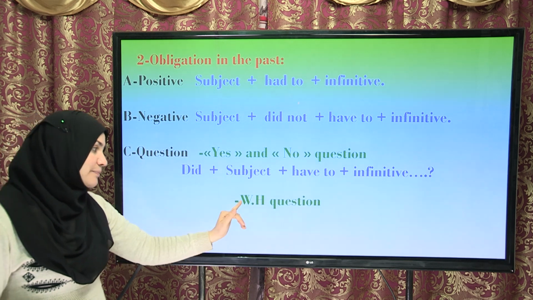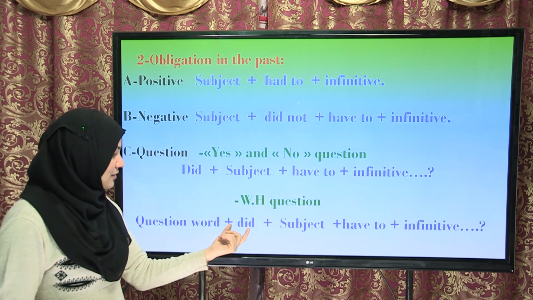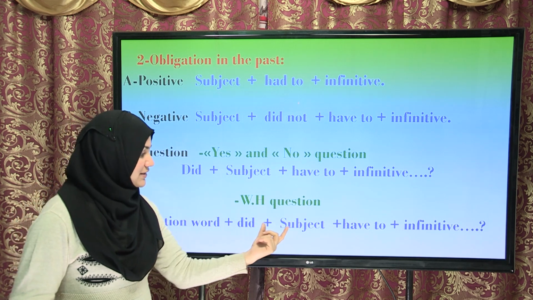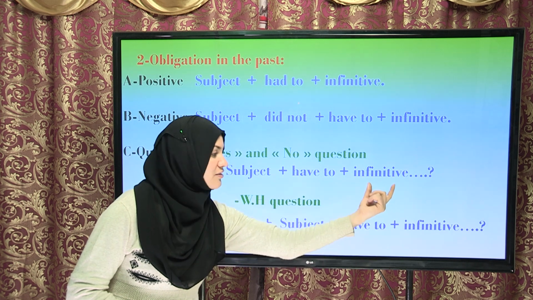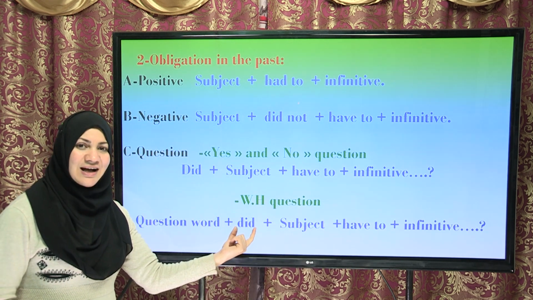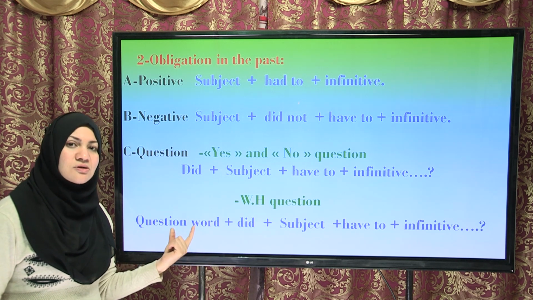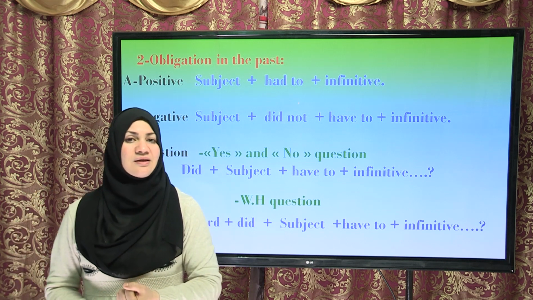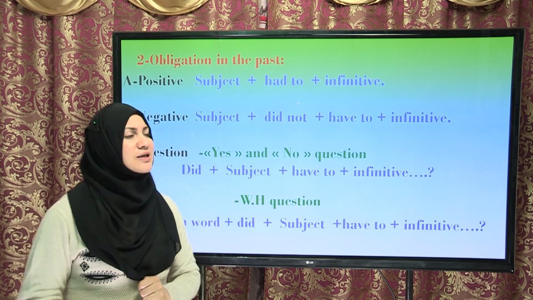The second part, WH question: the question word plus did plus subject plus have to plus infinitive, the rest of the sentence, and question mark. We always ask with did. Here we only put the question word at the beginning of the sentence. Let's see together some examples concerning past obligation.